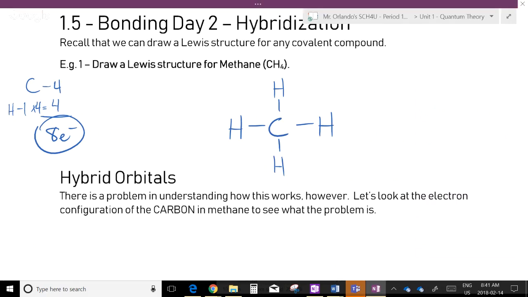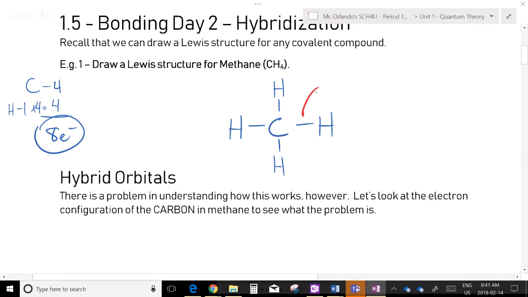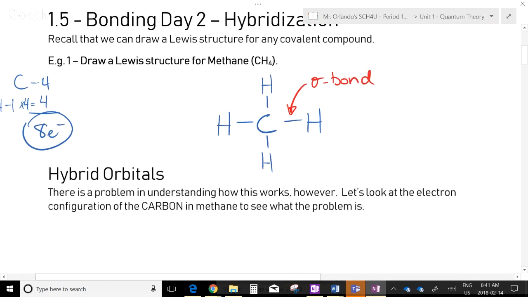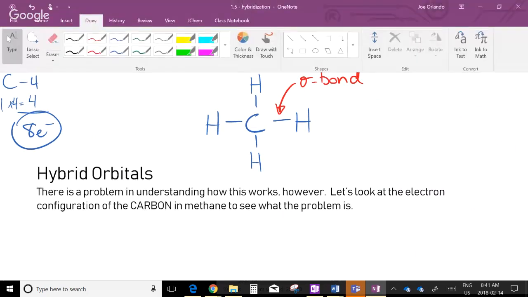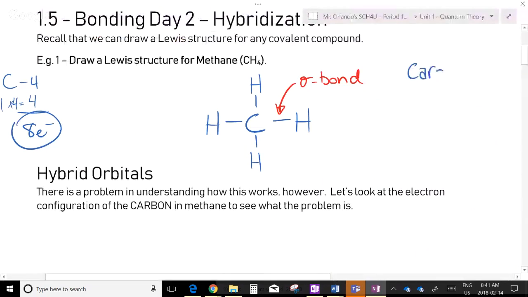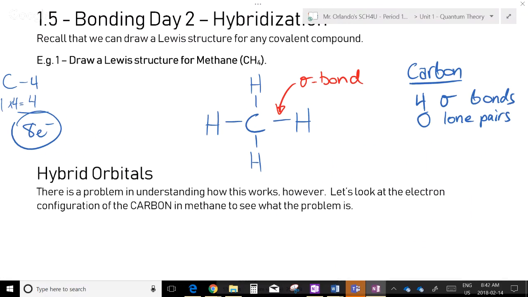And what kind of bonds are these? The sigma bonds, right? The first bond between any two atoms is always of a type that we call a sigma bond. So altogether, carbon has 4 sigma bonds, and it has no lone pairs of electrons. Can everyone see that? This is making 4 bonds. They're all sigma bonds. They're all just single bonds. And it has no leftover electrons.